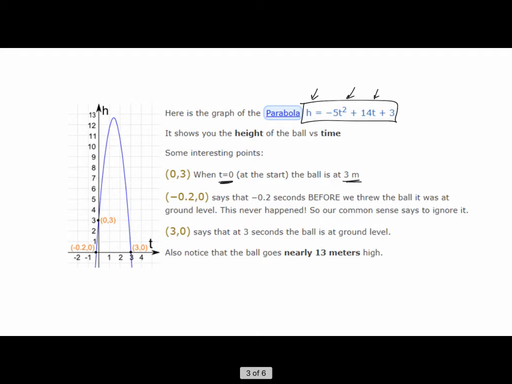And then we have some x-intercepts here. One of them is negative, so negative 0.2 seconds before we throw the ball doesn't make sense. It didn't happen. Common sense says just ignore that. But another x-intercept here, (3, 0), says that after 3 seconds, the ball will be at a height of 0, which is the ground level. Also notice that the maximum height is almost 13 meters.